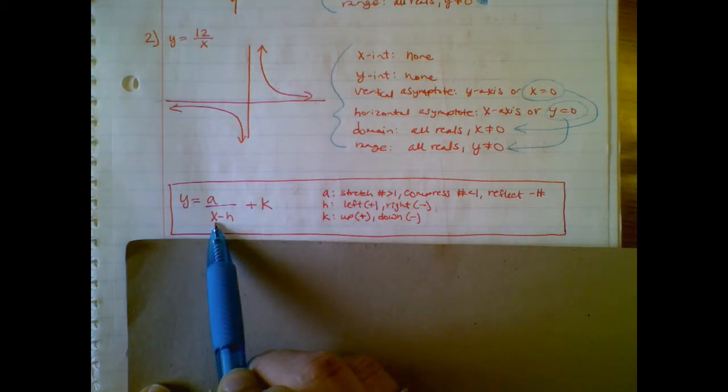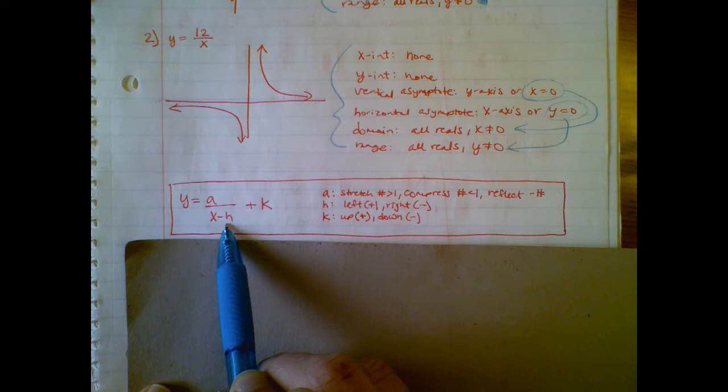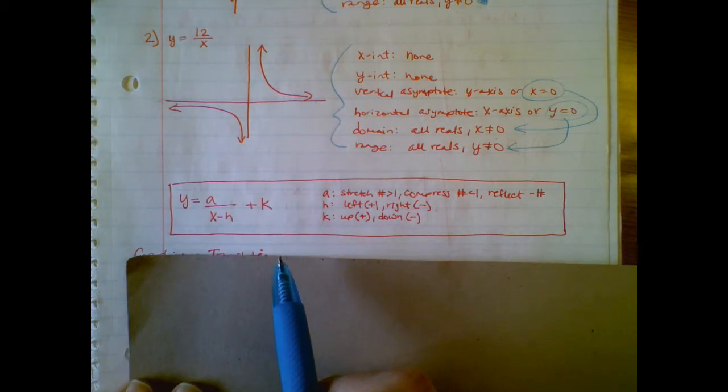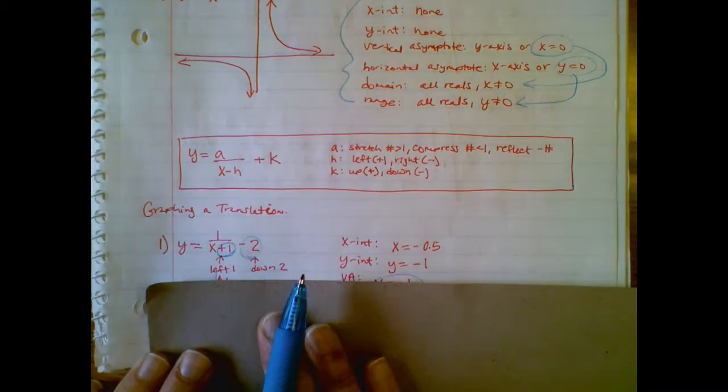This h is going to be in charge of moving it left and right. Because of the negative in front of it, it's the opposite of what you would think. And this k moves it up and down. So let's take a look at one of these.